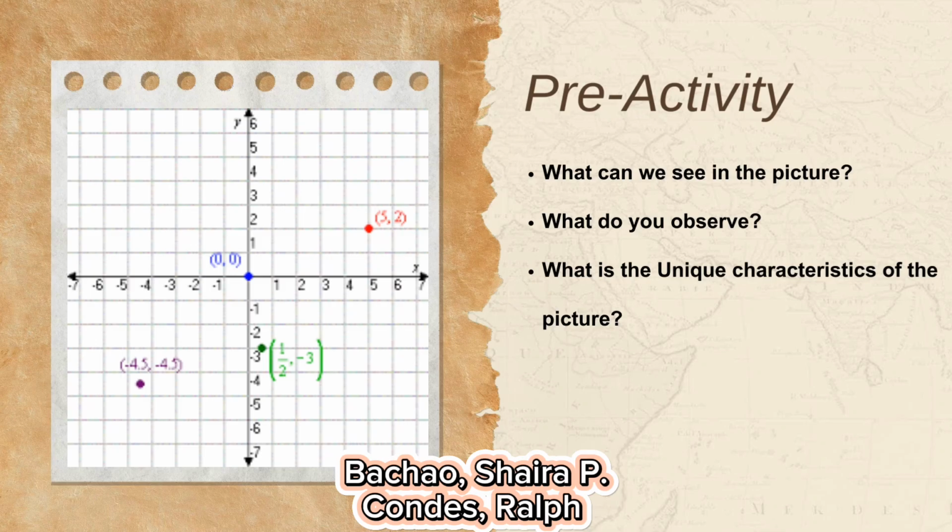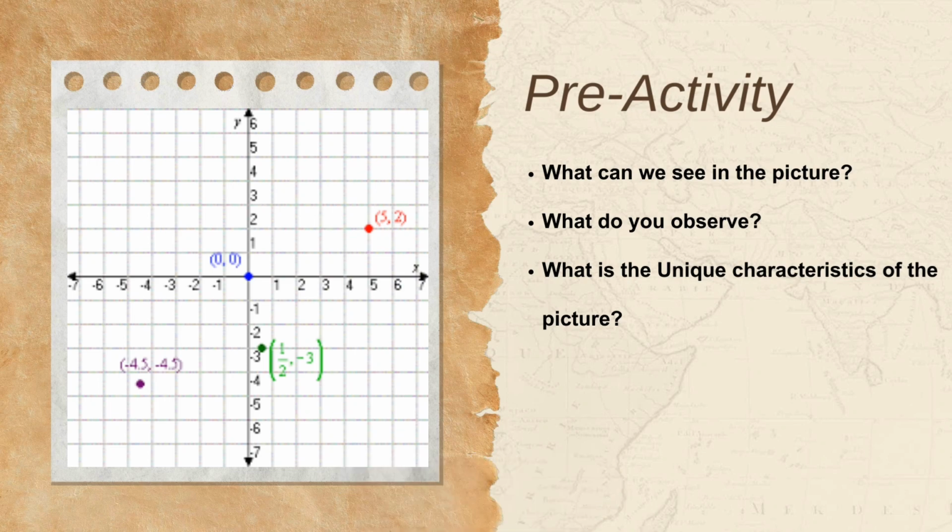We have a pre-activity here. First, what can we see in the picture? Correct. We can see a graph and also a Cartesian plane. What do you observe? As you can see, there's a red dot, blue dot, violet dot, and green dot. In the further discussion, I will teach you the purpose of those. Third question: what is the unique characteristic of the picture? As you can see, it was divided into four, and I will tell you what that is all about.